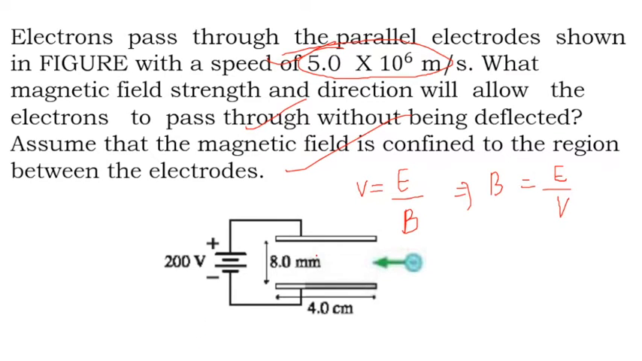And you can see that this is the potential difference here. So you can write B is equal to the electric field, which is delta V by D, divided by V, which is the velocity here. Here the other V is the potential difference, right?